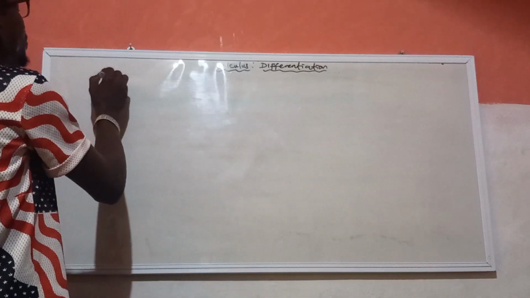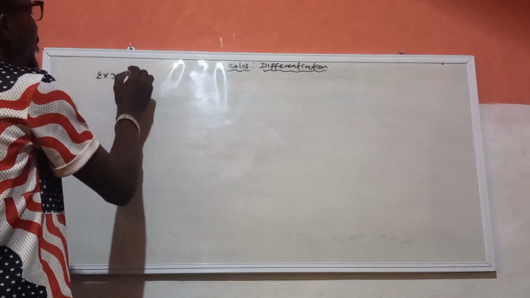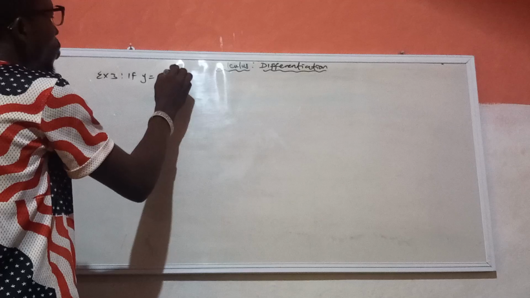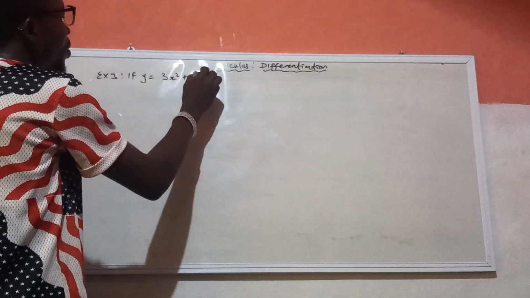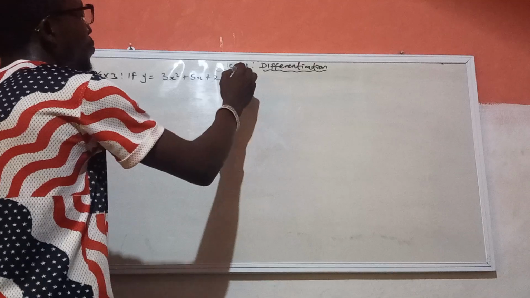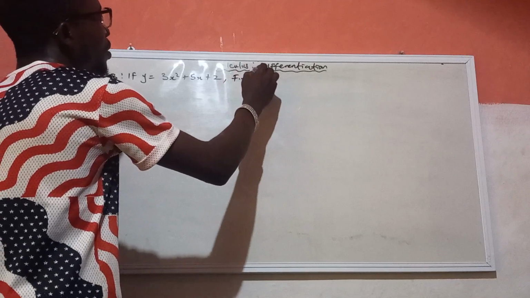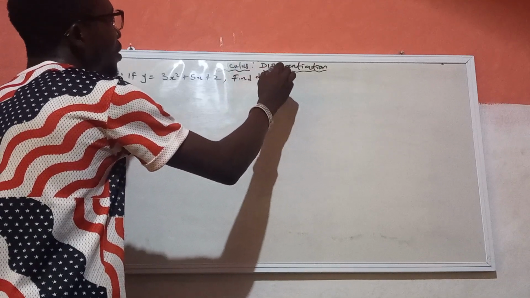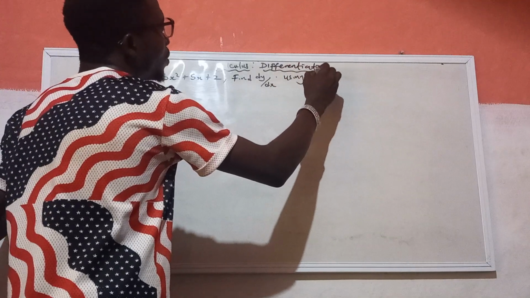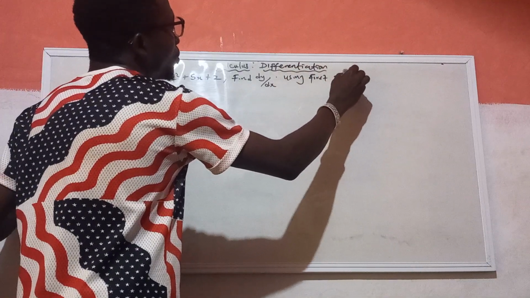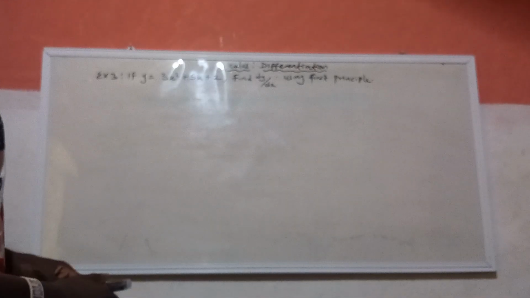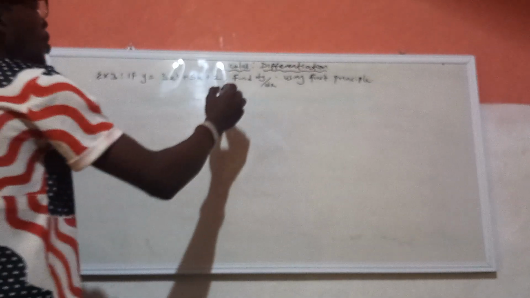Example 3: if y is equal to 3x squared plus 5x plus 2, find dy/dx using first principle. Now let's solve this problem.